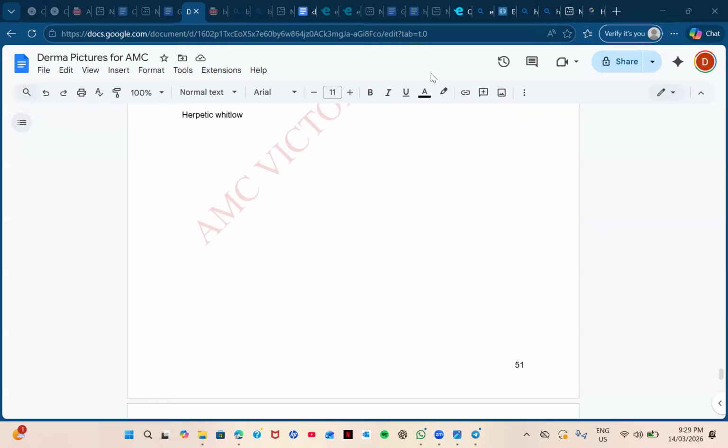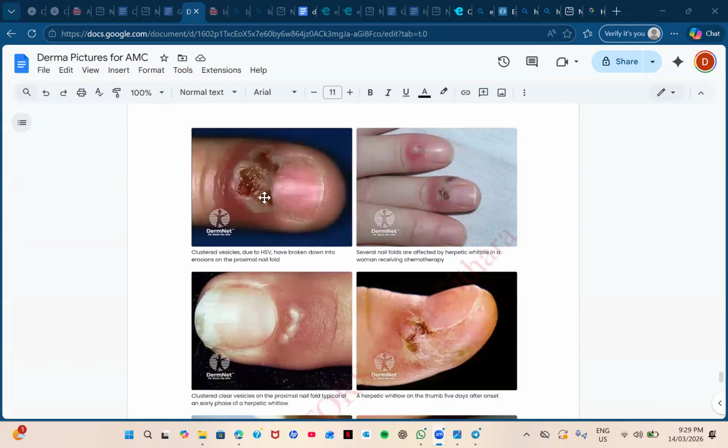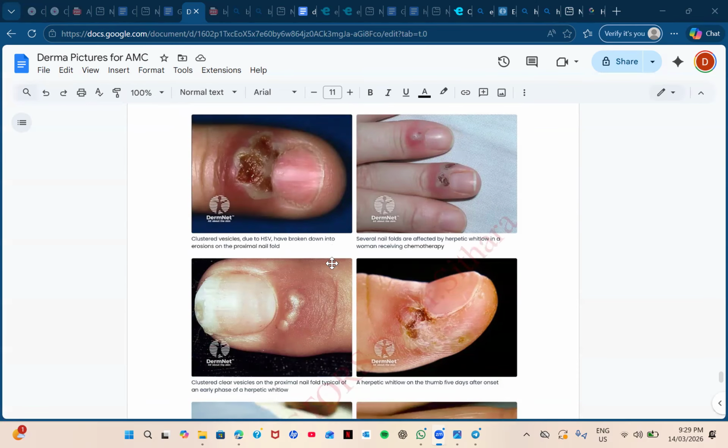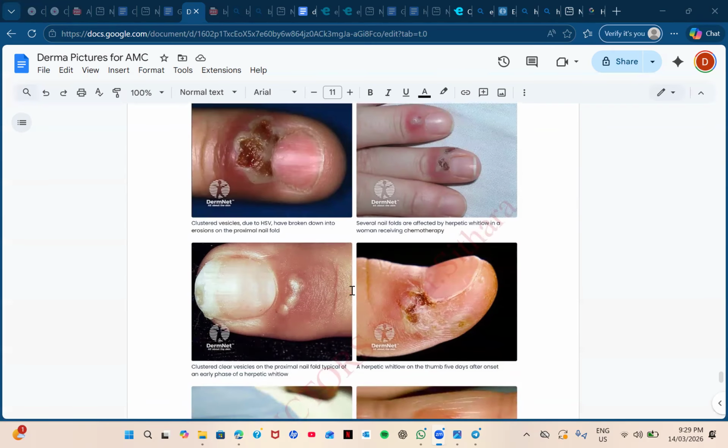Okay, due to HSV infection, one or two, right? So the typical site is a single finger or periungual area, right? Here are clusters of vesicles on an erythematous base, very painful, and they can ulcerate as well. Here this is an ulcerated one, right? Here these are very painful, right?